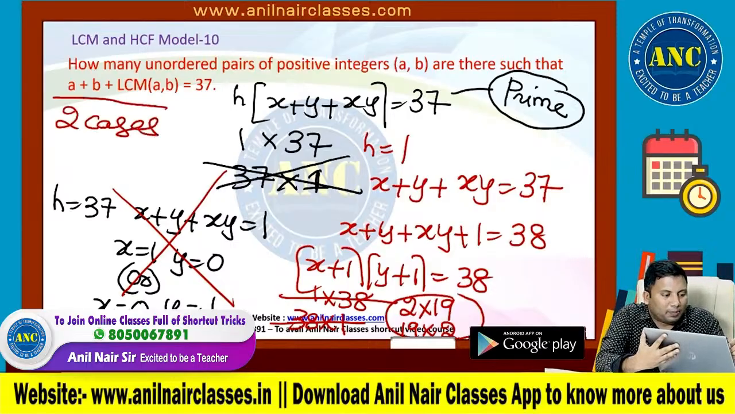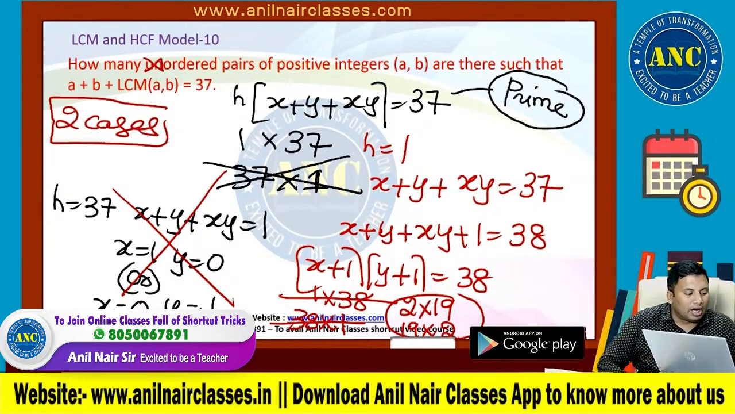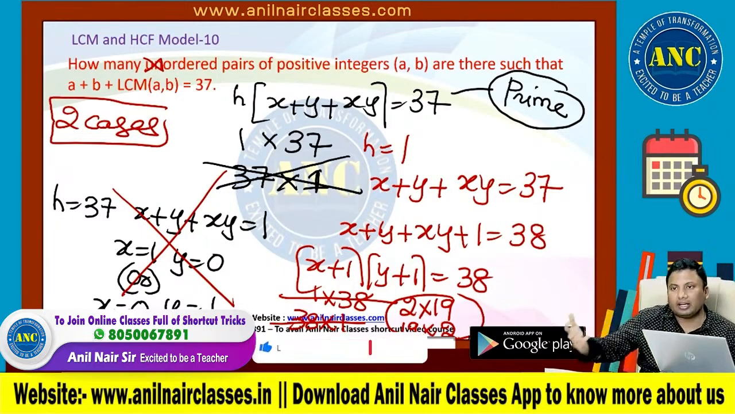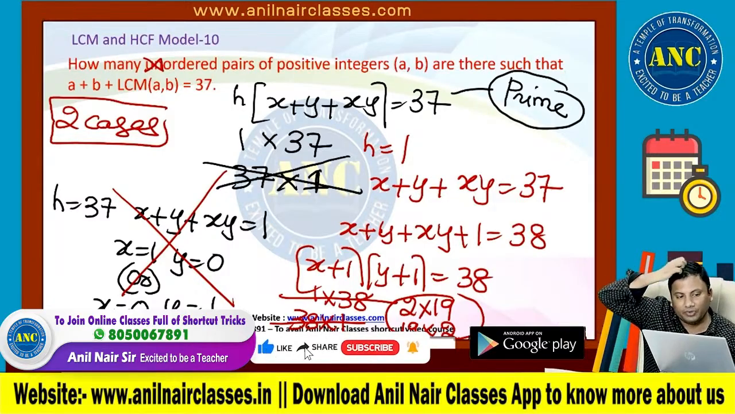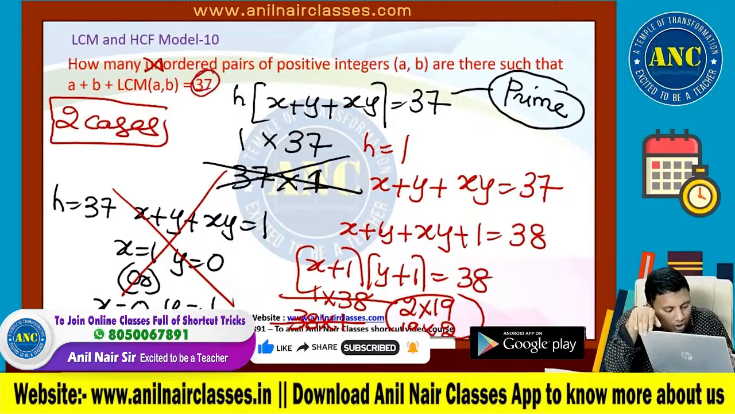Two cases are possible under an ordered pair, not under an unordered pair. Please see this again and again. We are not assuming A and B as co-prime. We are taking A as h into x and B as h into y, and then taking that into consideration. A and B are not co-prime. X and y are. One more question we will do it.